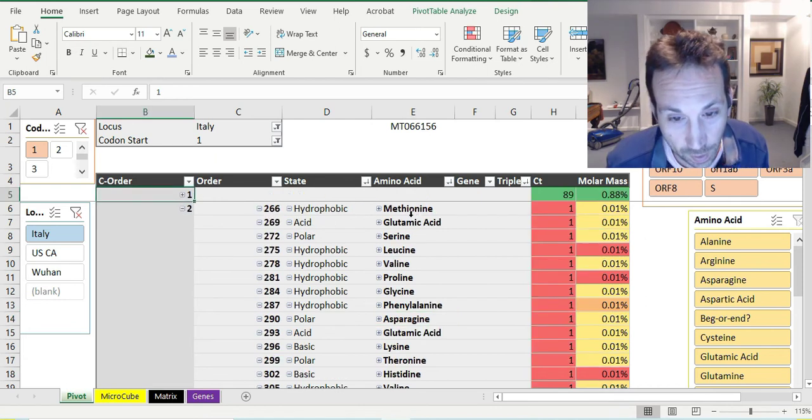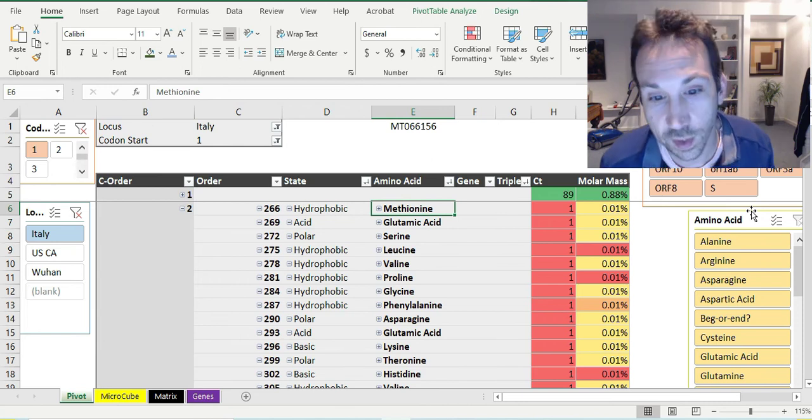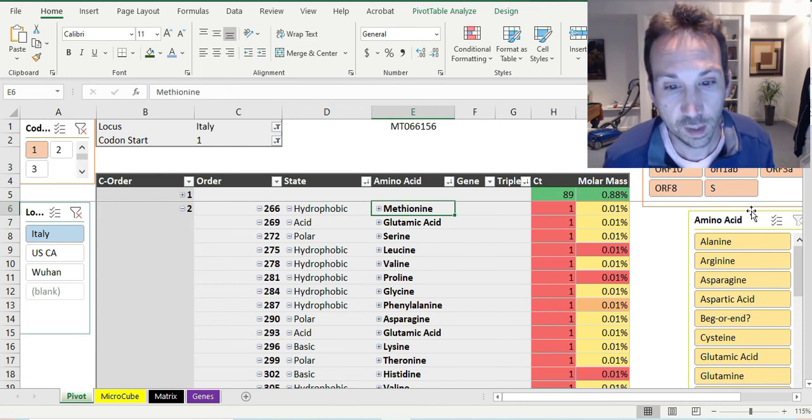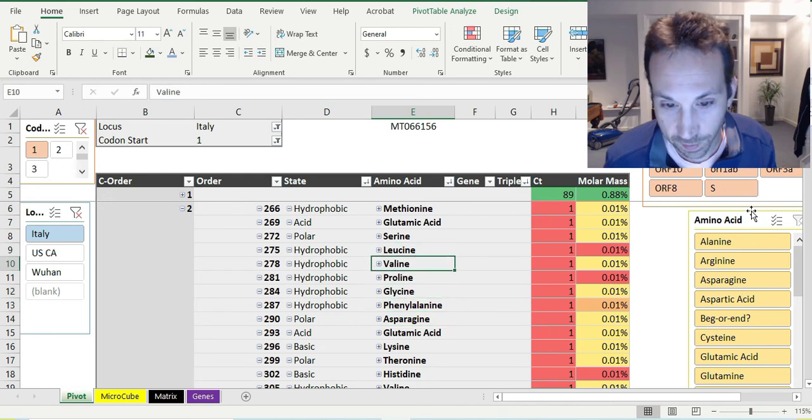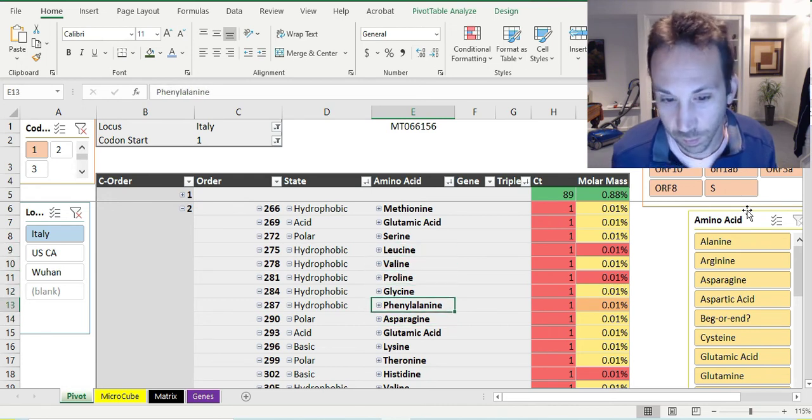Well, what about the ORF1AB? How does that start? That starts with an initiator, which is methionine. It's hydrophobic. Then we got an acid. Then we got a polar. Then we got a whole bunch of hydrophobics in a row. They're different amino acids, and you can click on these and see their 3-character designations, or the triplet would actually open up if we just open this up over to the right.